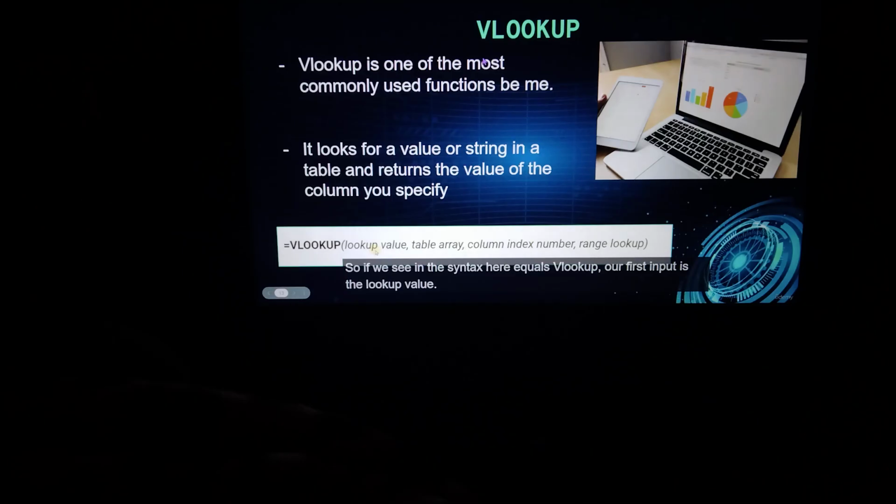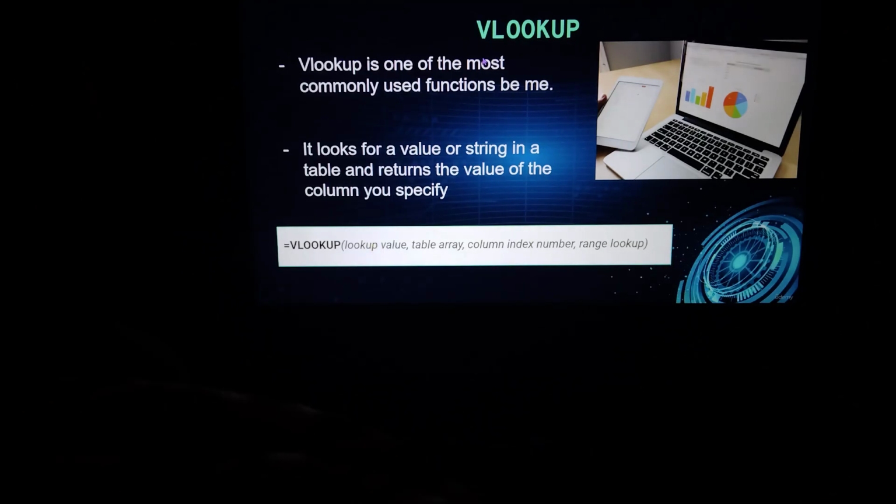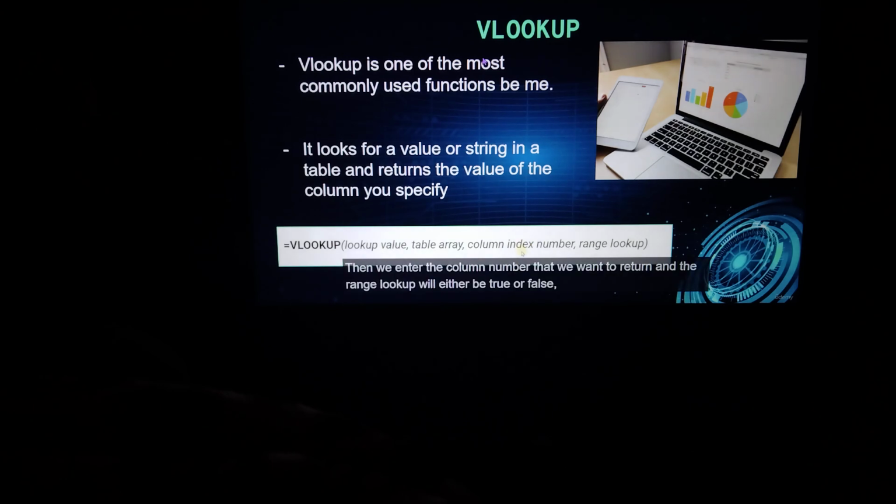Our first input is the lookup value, so this is the cell which we want to look at. Then we highlight the table array of where we want to look, so this will be multiple columns. Then we enter the column number that we want to return, and the range lookup will either be true or false, but normally I would put false. I think it would be easiest to look at an example.